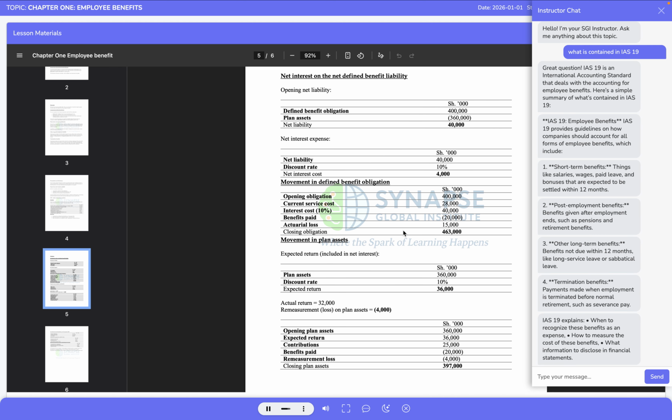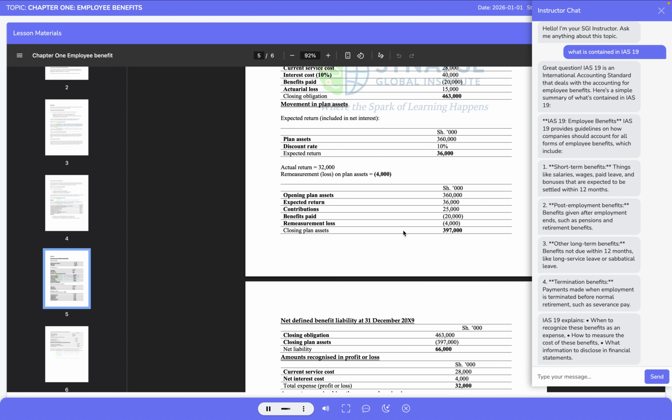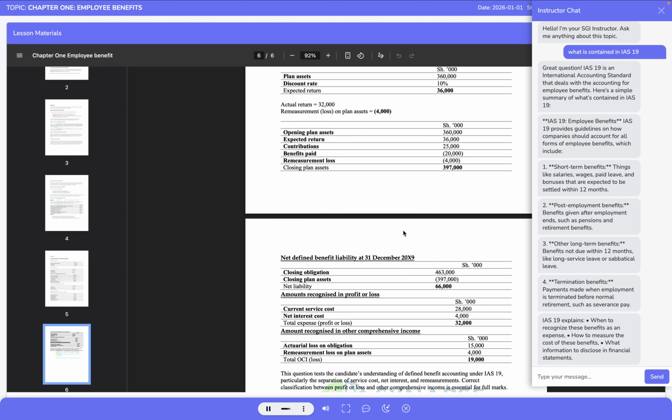The net defined benefit liability at the end of the year is therefore 66 million shillings, being the difference between the closing obligation and the closing plan assets.